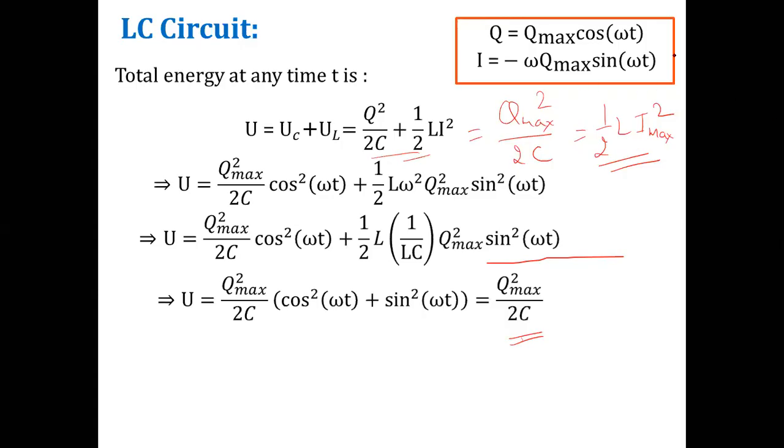Okay, so let's start with this expression over here. You have q square over 2C plus 1 by 2 L i square. We said that your q is equal to q max cosine of omega t.